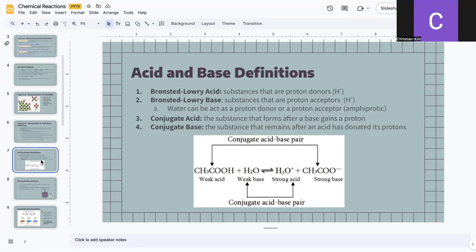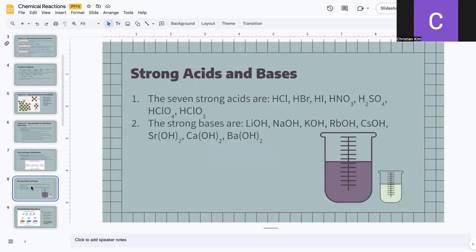So after the final reaction, you're going to have some strong acid. You're going to have some acetate, which is CH3COO negative. However, you're also going to have some CH3COOH left that did not react. Therefore, we call that a weak acid, in that it does not completely break off, while the strong acids and bases do completely break off.